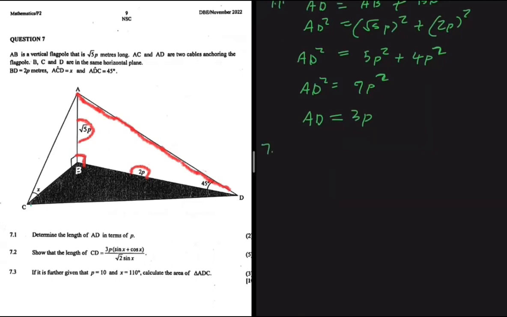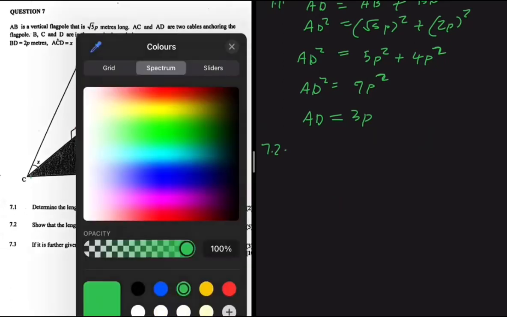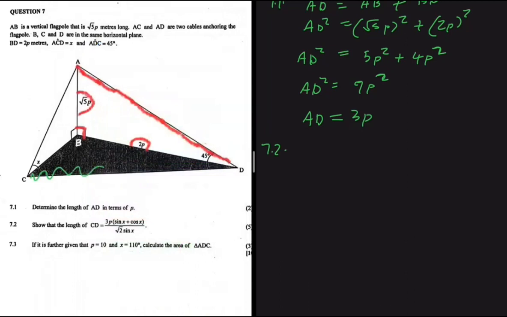Now let's solve 7.2. 7.2 says to show that the length of CD, let's just highlight CD before we go any further, so we are interested in CD. Let's show that the length of CD is equal to 3P sine of x plus x divided by square root of 2 sine of x, right? So let's look at CD. So we have the length of AD, we're saying that it is 3P. And then we have CD.